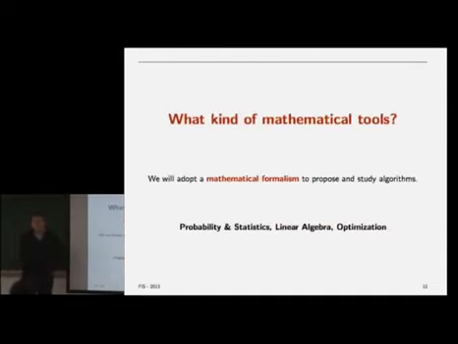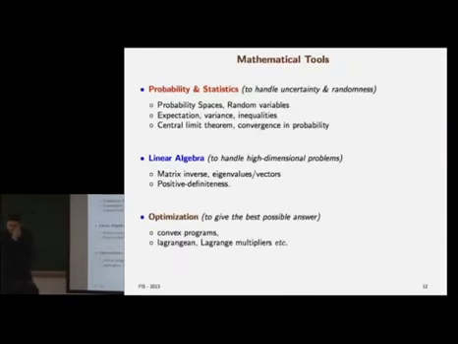So what kind of mathematical tools will we use? So we will adopt really a mathematical formalism based on probability statistics, linear algebra, and just a bit, a hint of optimization. But I think most of the optimization ideas that we'll provide will be self-contained in the course, so you shouldn't worry too much. But we will use just very basic concepts of probabilities, expectation, variance, inequalities, maybe some convergence, some bounds, especially in the statistical learning part. Linear algebra will be everywhere, so just, well, I think you're all pretty knowledgeable in that. And then optimization.